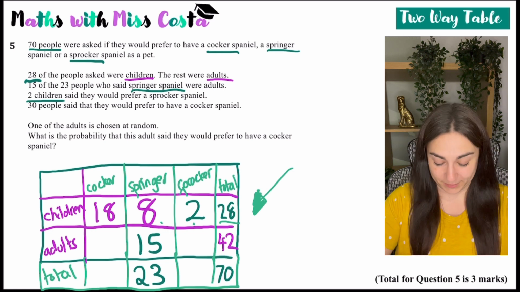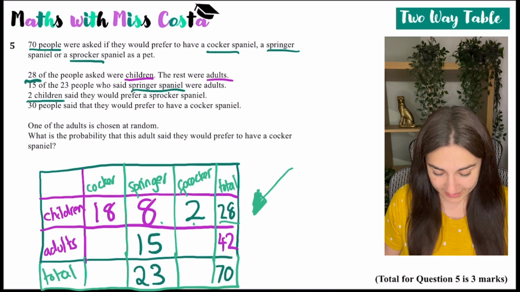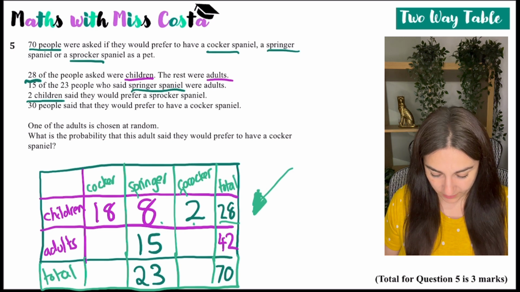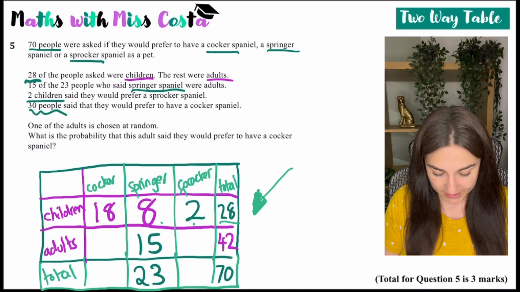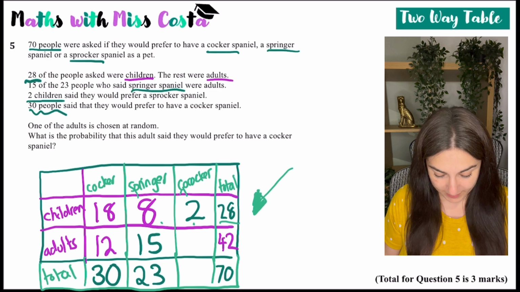I haven't even read the last bit of the question, even though I literally wrote this question a few hours ago. Okay, so next piece is 30 people said that they would prefer to have a Cocker Spaniel. So the total would be 30. And then you can work out any bits of missing information. That must be 12 because 18 plus 12 makes 30.